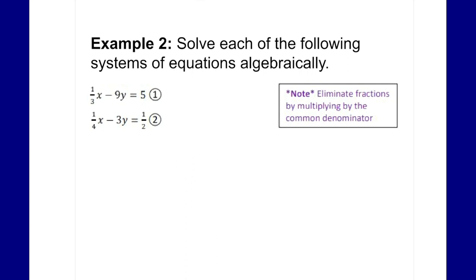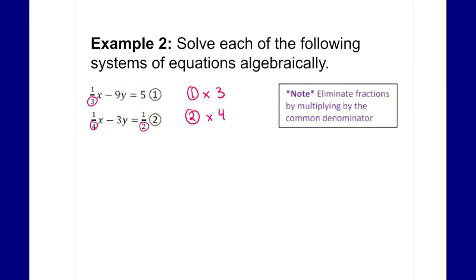So what I'm going to do, I'm going to take equation 1 and I'm going to multiply it by 3. I want to multiply it by 3 because of this denominator here. That's the only fraction in that equation. In equation number 2, here is going to be a little bit different because I have two different fractions. I have 1 over 4 and 1 over 2. But luckily there's a common denominator between those two, which is 4.